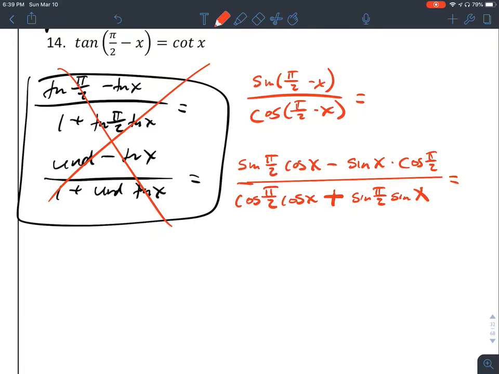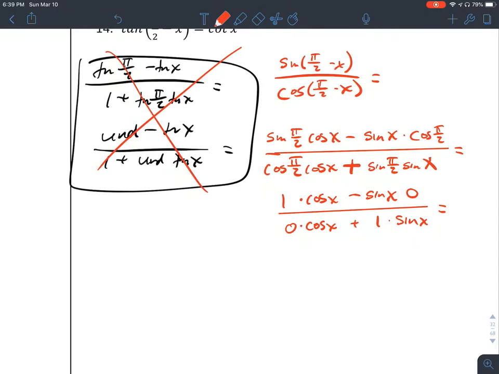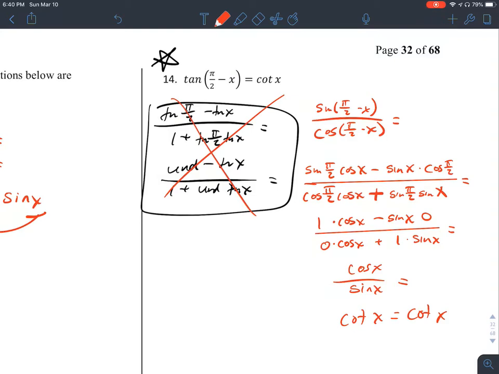Now what is sine of pi over 2? That's 1. What is cosine of pi over 2? That's 0. The top becomes cosine of x, the bottom becomes sine of x, and that is cotangent of x, which is what the right side was all along. Knowing to do this when this happens, super important.